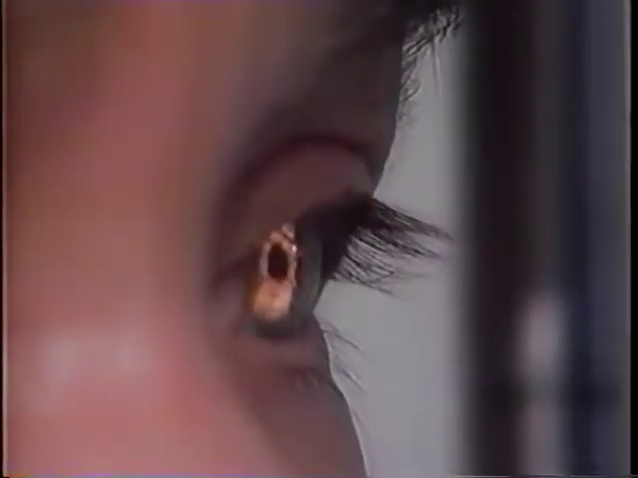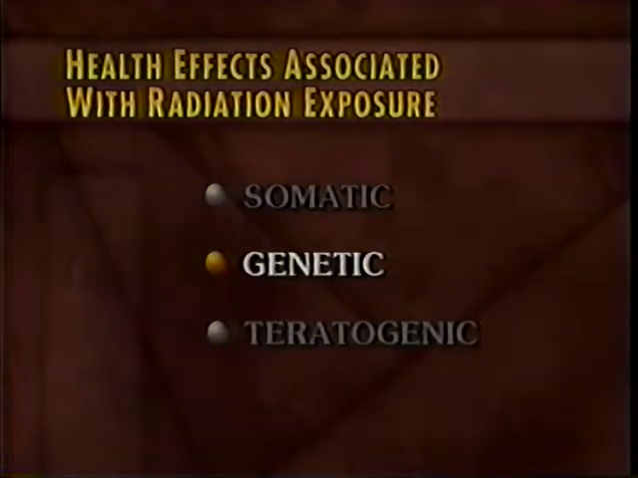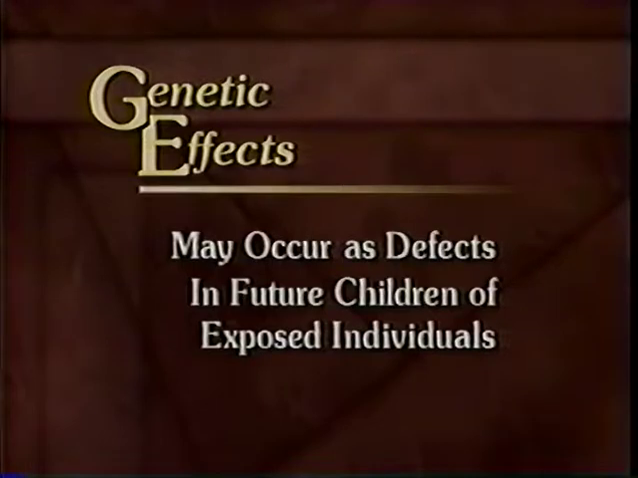Concern for delayed effects is a significant issue when occupational exposure limits are considered, and we'll address this in detail in a few minutes. Genetic effects may occur as birth defects or other conditions in future children of exposed individuals or in succeeding generations. The term "may occur" is important because there is no scientific evidence documenting genetic effects with human populations exposed to radiation.